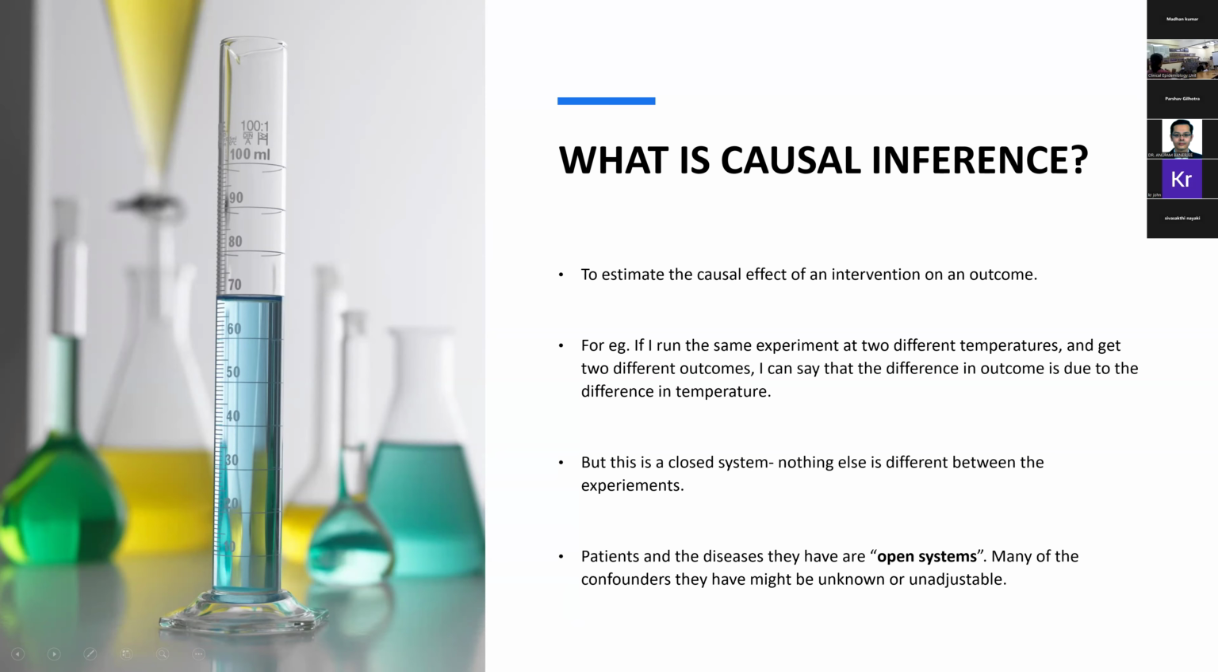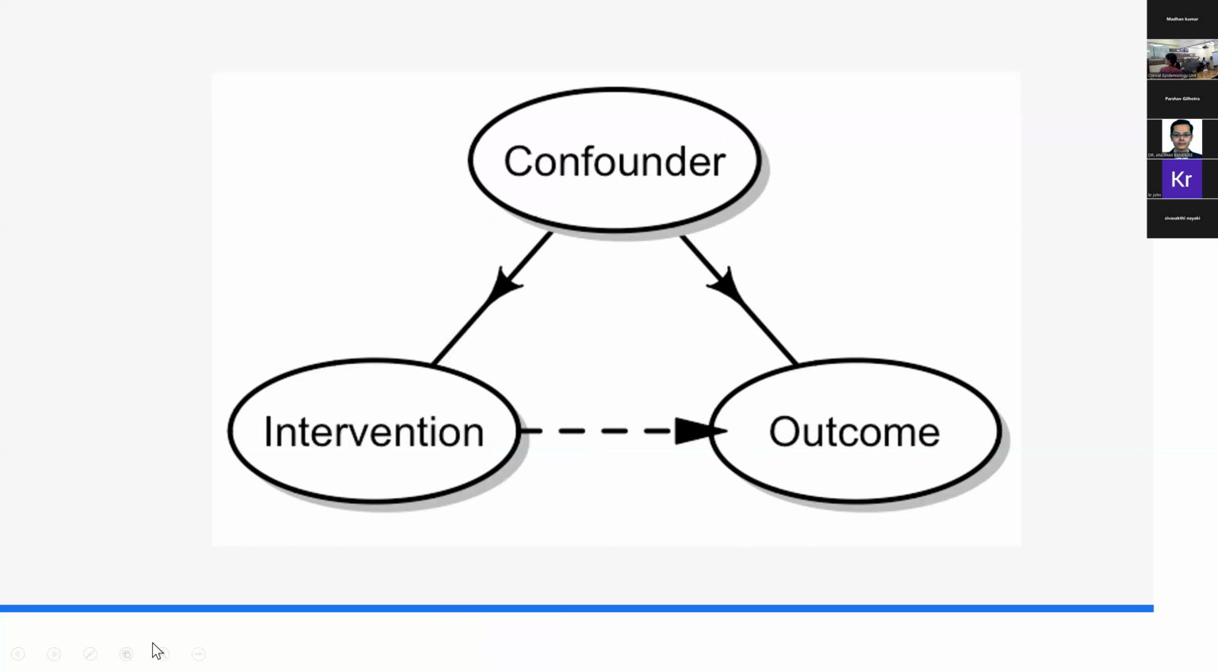But in real life, in patients and in diseases, they are open systems. There are many things which might affect the exposure and the outcome, like a confounder which we are not aware of and we might not be able to control. These are open systems. So there comes the importance of understanding what a confounder is.